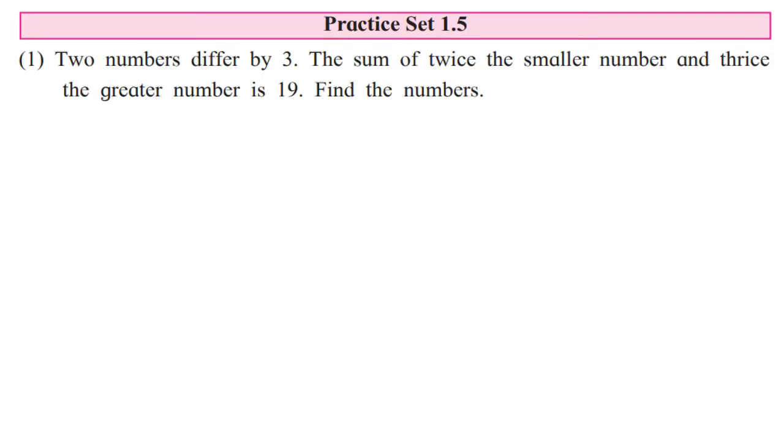Solved examples we have already discussed when I taught you the lesson, so I am not discussing them again. As an example, now we will see a problem from practice set 1.5. In practice set 1.5, which has the word problems based on simultaneous equations, the very first question is based on numbers. Two numbers differ by 3. The sum of twice the smaller number and thrice the greater number is 19.